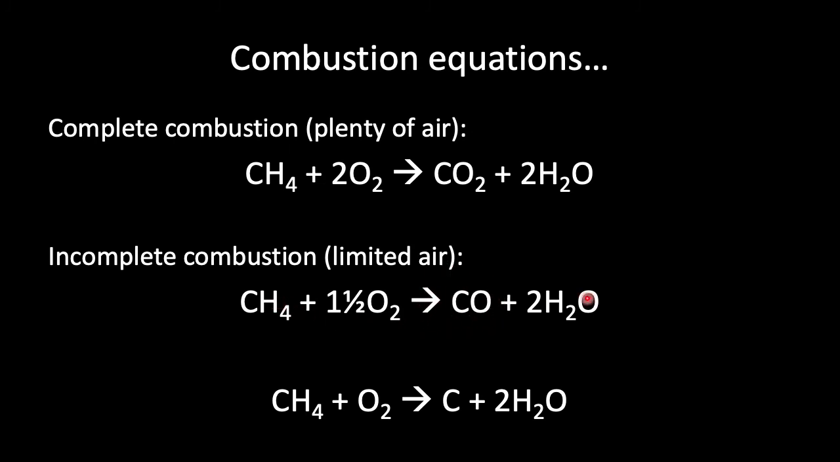So here you still form water. To balance it, again, you need 4 hydrogens, 4 hydrogens. On this side, you've got 1 oxygen plus 2 oxygens, which makes 3. So you need 1.5 oxygens, or you could double everything here. You could have 2 methanes, 3 oxygens, 2 carbon monoxides and 4 waters. But this is the most straightforward way to balance this, 1.5 molecules of oxygen.